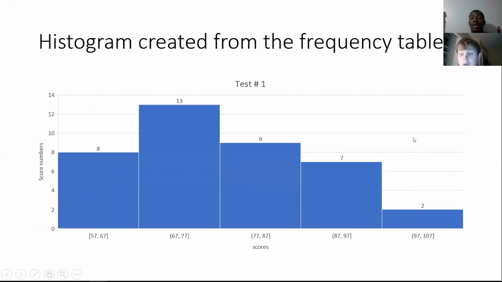Now, if I were to flip it so that everything is over here, and let's say my 87 to 97 was all the way up here at 14, and then my 57 to 67 was all the way down here at 2, it would be skewed left because it's going downward left. So that's left. Honestly, it just shifts the data.